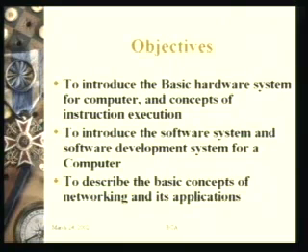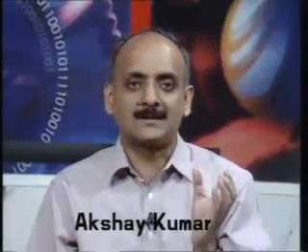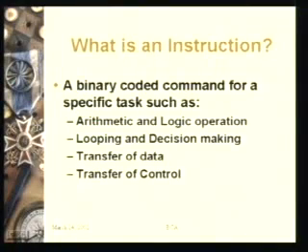To begin with, how do we define a computer system? If I want to define a computer, what is the first thing I would like to define? The first thing we would like to define about the computer system is the instruction. What do we mean by instruction? An instruction is a binary coded command for a specific task such as arithmetic and logic operation, looping and decision making, transfer of data and transfer of control.